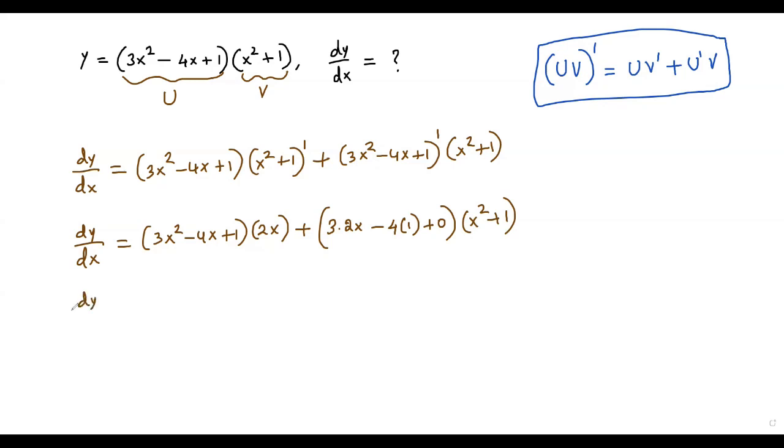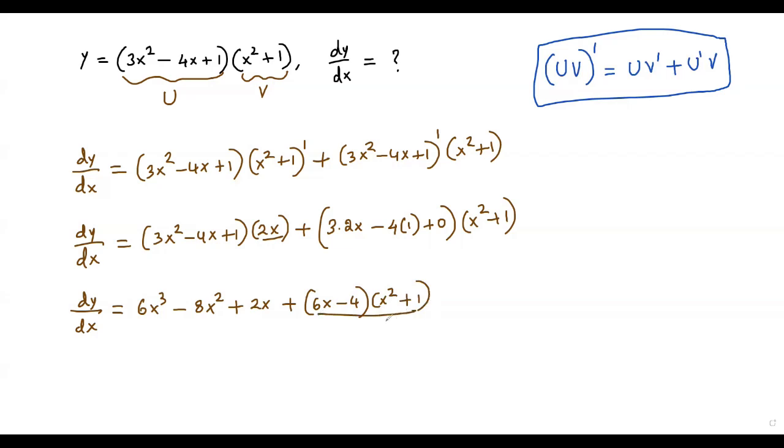So we get dy over dx equals to, now let's simplify. Now I can distribute this 2x to 3x square, negative 4x and positive 1. When I distribute this 2x to 3x square, it will become 6x to the third power. When I distribute this 2x to negative 4x, it will become negative 8x square. When I distribute this positive 2x to 1, it will become positive 2x. First let's simplify the stuff inside the parentheses over here. 3 times 2x will become 6x. Negative 4 times x square positive 1.